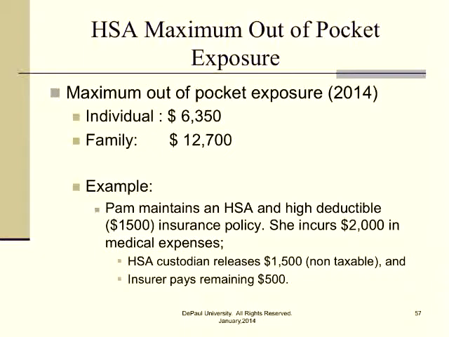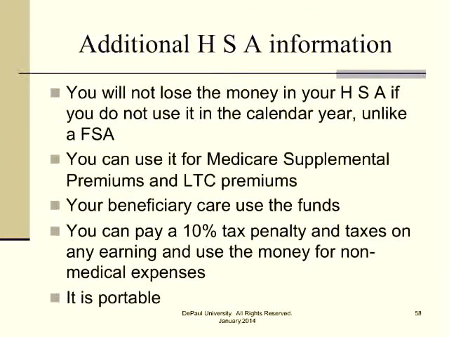Slide number 57 is the maximum out-of-pocket exposure for an HSA in 2014: $6,350 for an individual, $12,700 for a family. Slide 58, again, you will not lose money if you put money into the health savings account and don't spend it in that same year. It's flexible in that you can keep it.